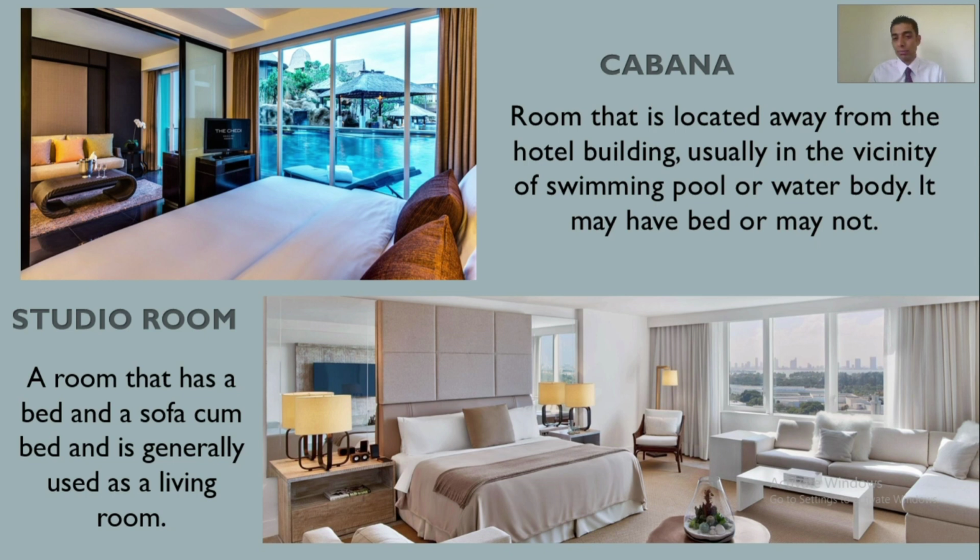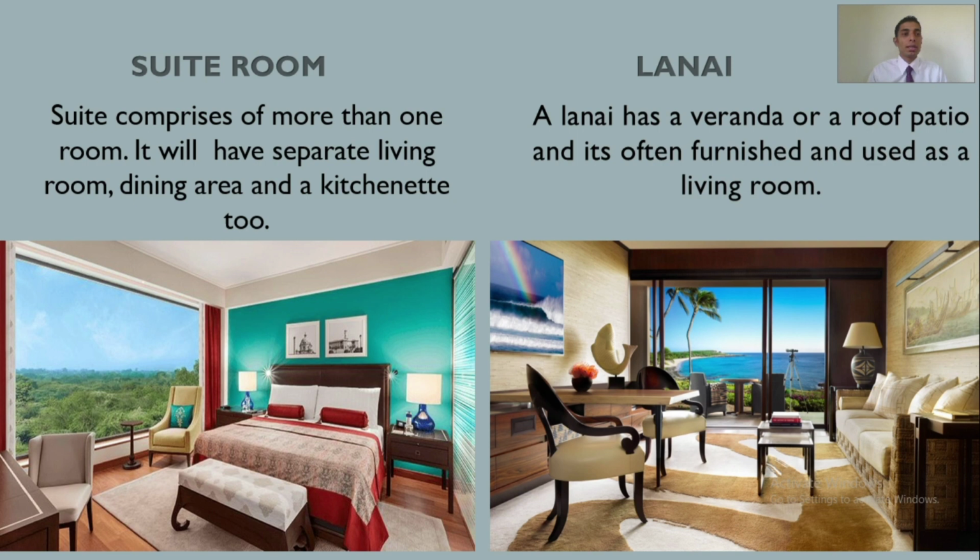as a living room. Now in this studio room, both the bedroom and the living room are together. There is a main bed and along with that there is a sofa cum bed, and that sofa cum bed can be used as a sofa as well as the bed, and it's used as a bedroom as well as the living room. Now we have suite room.